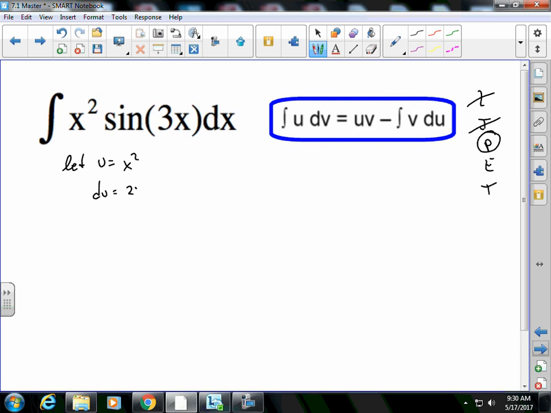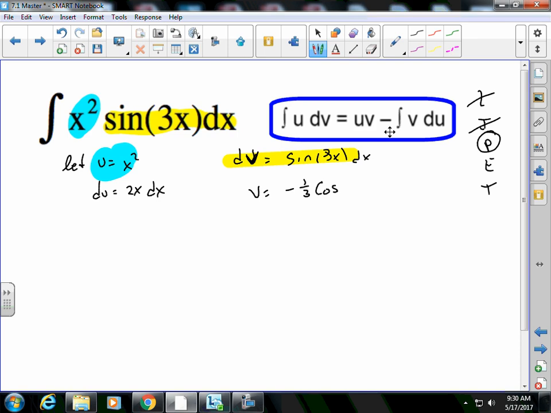du then has to equal 2x dx. dv, right? If this was u, this has to be dv. Sorry, my u's and v's look very similar to each other. Sine 3x dx. So v has to equal the opposite of 1/3 cosine 3x. So now I have my u's and my v's.